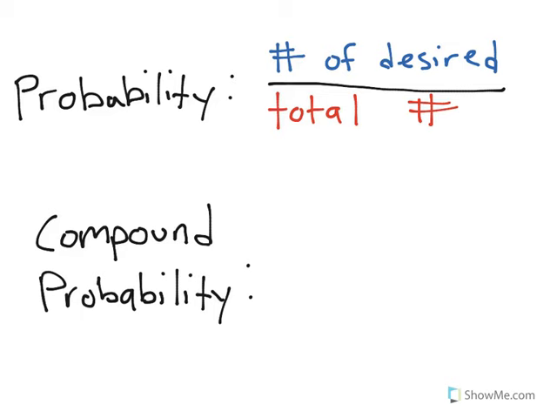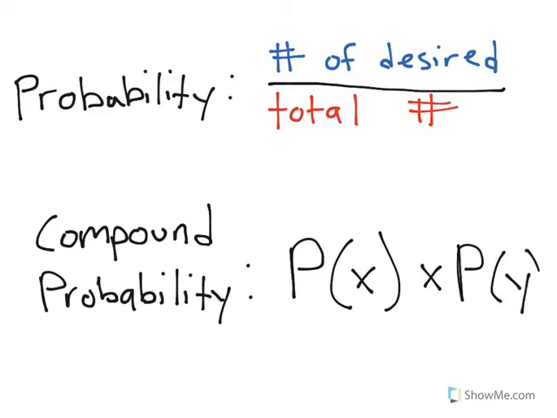For example, to find it, probability of an X event times the probability of a Y event. You multiply the events that you have together to get the compound probability. Let's do a couple examples.